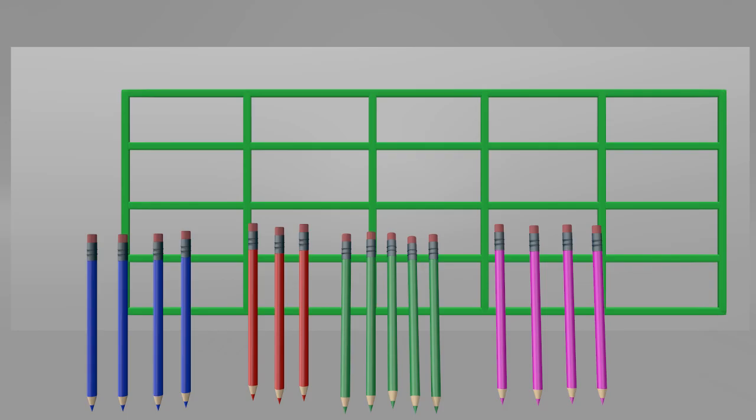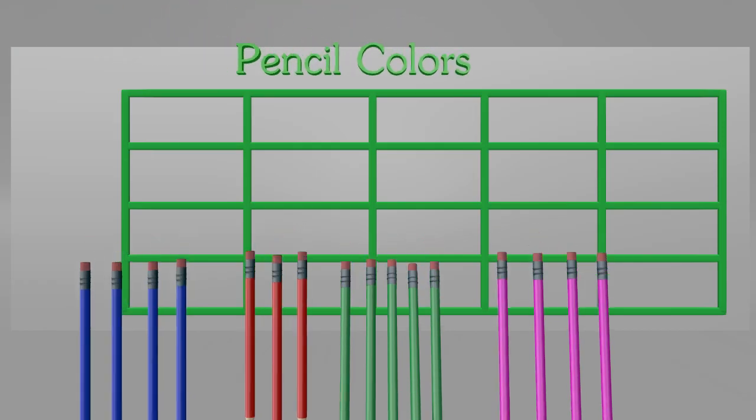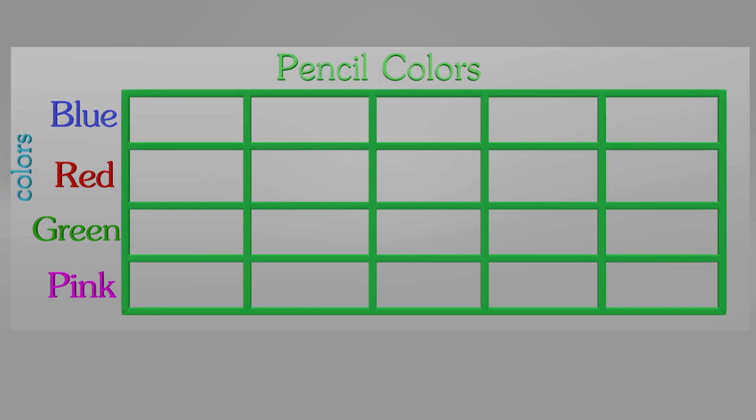To start our graph, we need a title for the picture graph. Since our data is dealing with the colors of the pencils, should we call it pencil colors? Yeah, that sounds great to me. Here on the left, we will list the different colors of pencils that we have. Up on the top, we have blue, then red, then green, and on the bottom, we have pink. We can label this side colors, so we know that this side of the graph shows us the colors of the pencils we have.